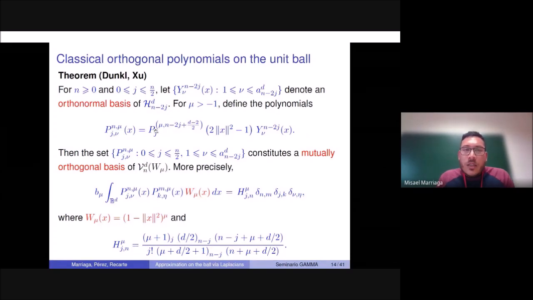And whenever j is equal to 0, or in other words, when the Jacobi polynomial has degree 0, then this classical orthogonal polynomial coincides with a harmonic polynomial. This is going to be important later on.